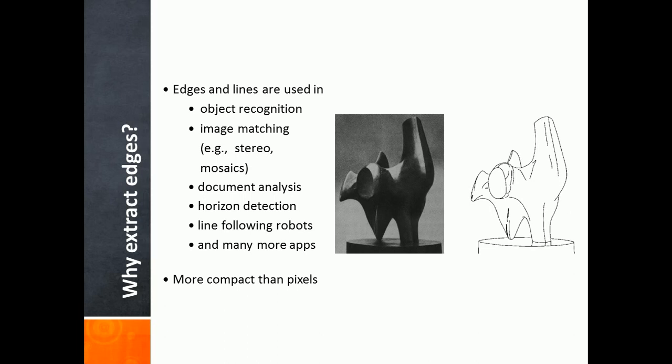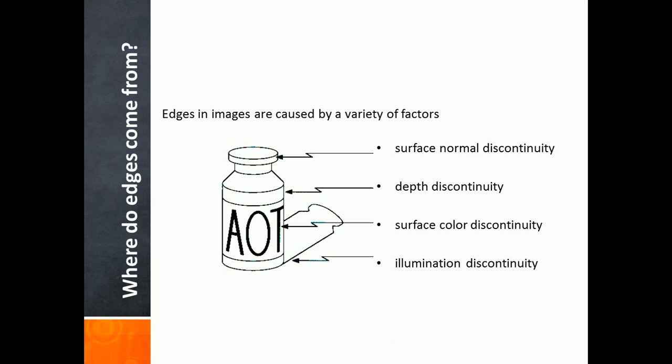We get these different edges because of surface normal discontinuity, where the surface itself changes. The other is depth discontinuity, because not everything is at the same depth level. And obviously there are different colors, that's why we have edges, and there is a difference in illumination. Something is in the front and the other thing at the back is the shadow.